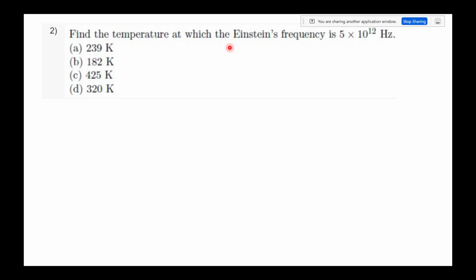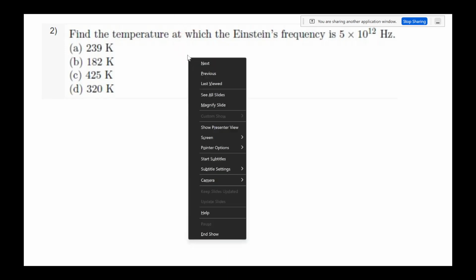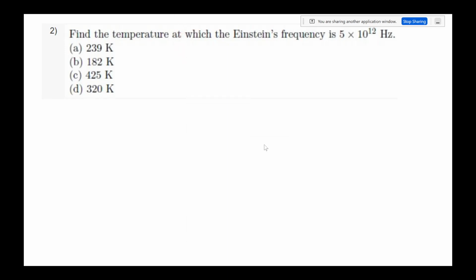Since this is the Einstein frequency, what is the relation between angular frequency and frequency? Let me write it here. 239 Kelvin, someone says. I haven't calculated. Okay, let me get back to you. Let me wait for others to join, and tell me the answers.